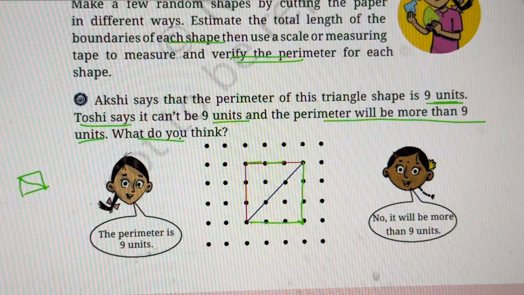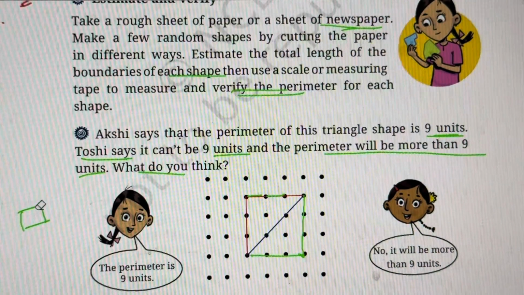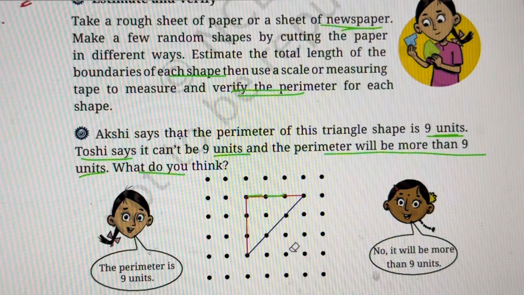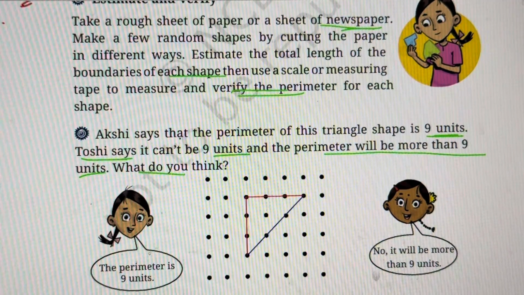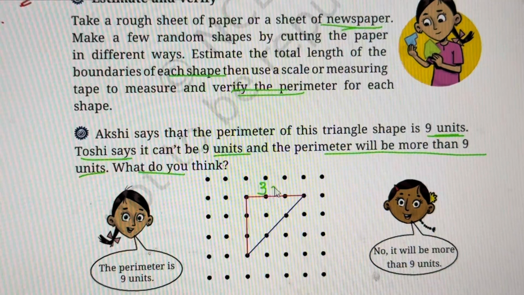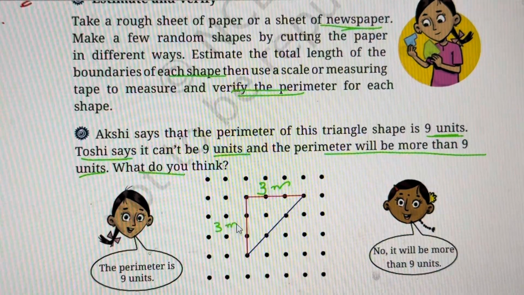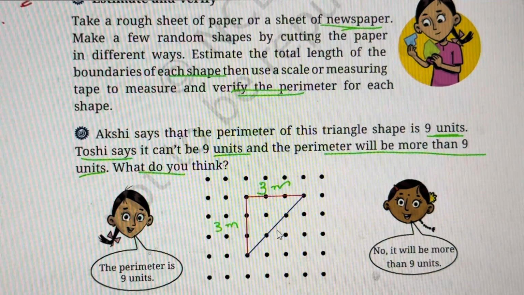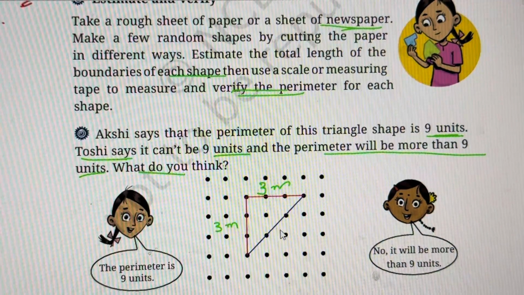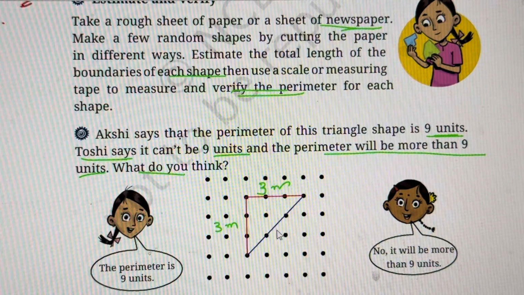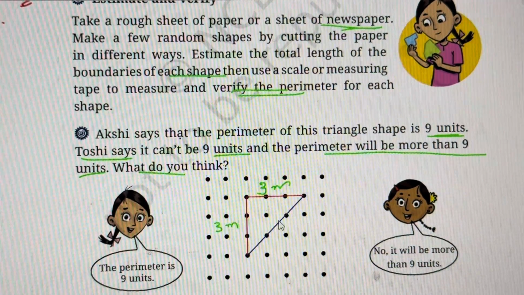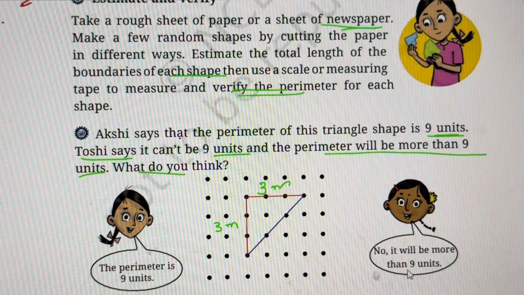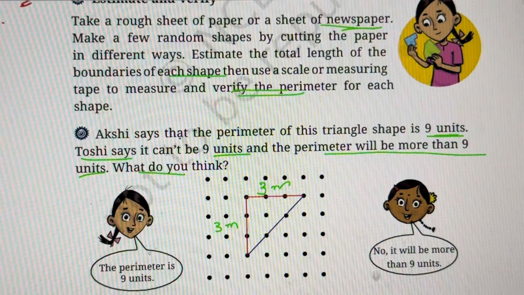Okay. So that is why what Toshi is saying, what is she considering here? These two as 3, 3, fine. This she is agreeing with. Why is she saying it will be a little more than 9? Because this will not be 3, this will be a little more than 3. Maybe 3.5, whatever, we don't know, we need to measure it. So without measuring also you can say this will be a little more than 3. So naturally the total will be more than 9.